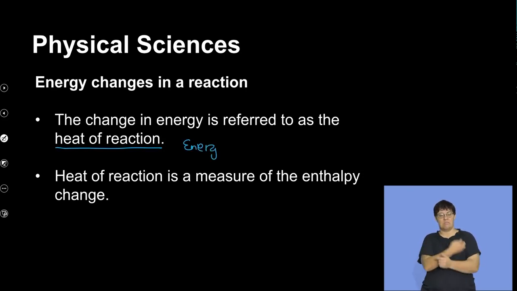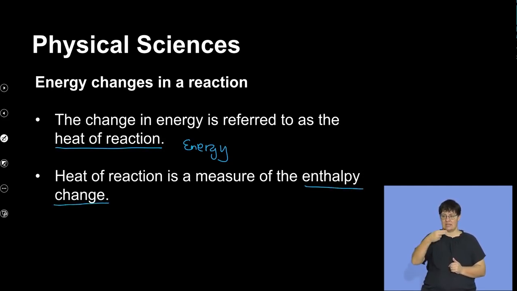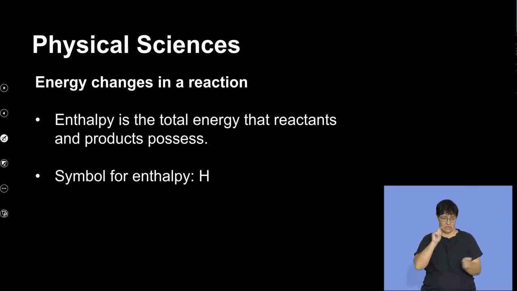So the heat of reaction is a measure of the enthalpy change. So there's what we call the enthalpy change, which is actually the heat of reaction. So when we talk about the heat of reaction of a chemical change, we're actually talking about the enthalpy change. So what is enthalpy? Enthalpy is actually the total energy that reactants and products possess when a chemical change takes place. The symbol for enthalpy is the capital letter H, which has to do with heat, right?